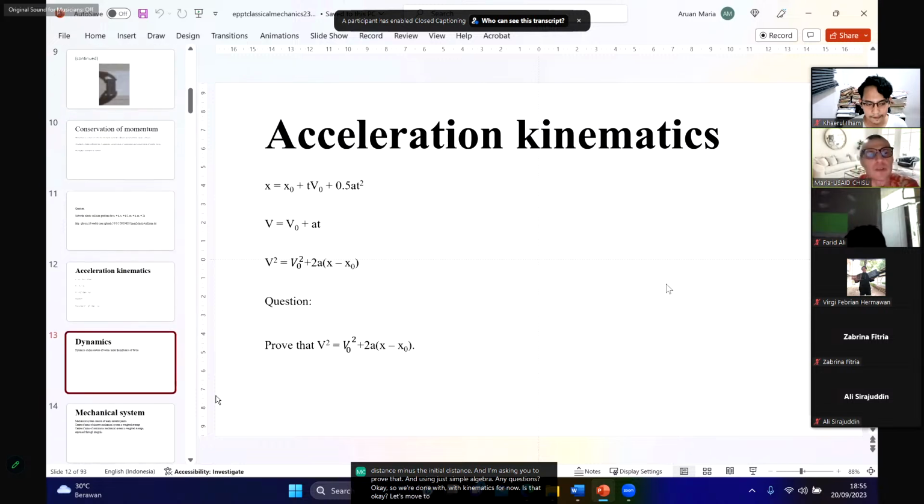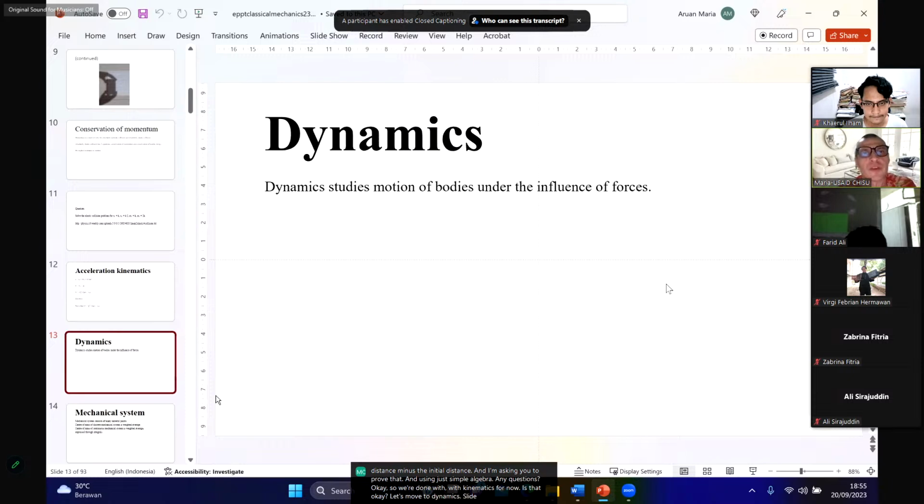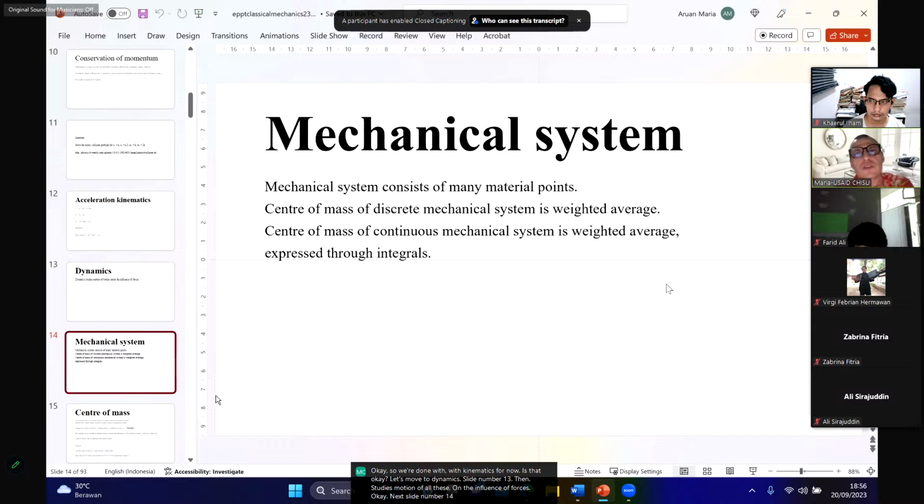Let's move to dynamics. Slide number 13. Dynamics studies motion of bodies under the influence of forces. Next slide, number 14, gives the definition of a mechanical system as the system which consists of many material points.